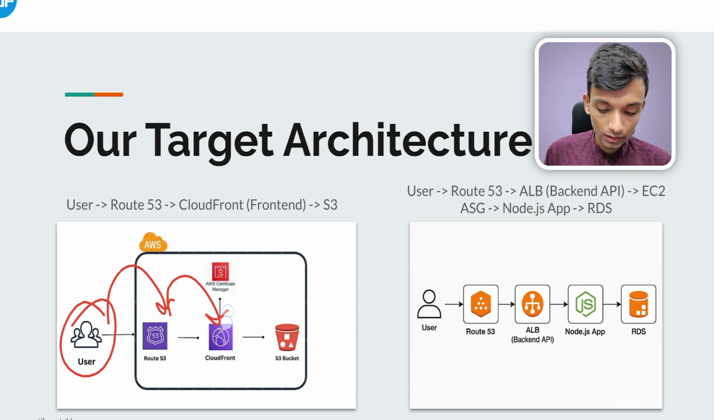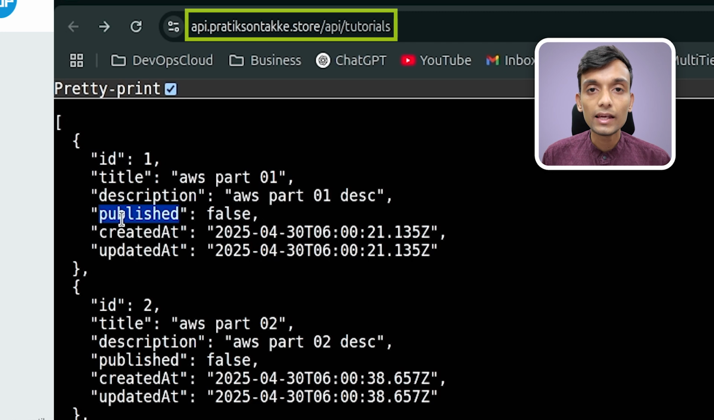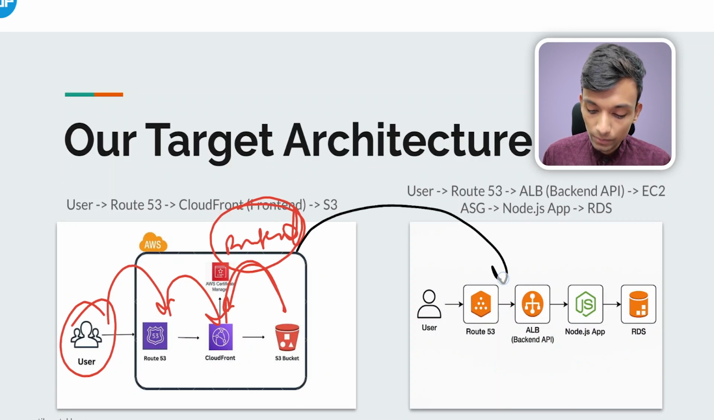It goes to CloudFront. CloudFront takes a file from the S3 and serves it as a front end. This is our front end, right? Then what after the front end? The front end will talk, like I already showed you, to the API, right? What is api.pratiksontakke.com? This is the backend. So this is going to request S3.